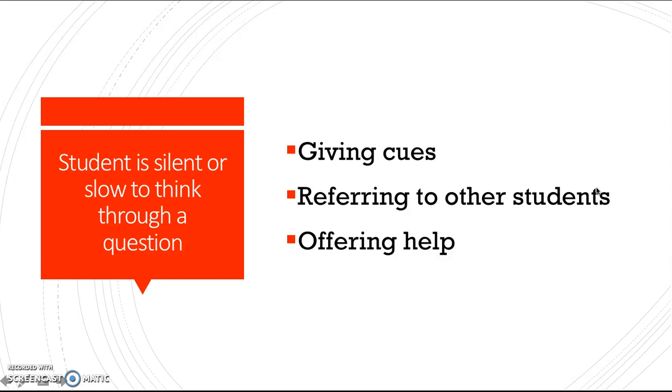So teachers give cues non-verbally and verbally every time they open their mouths when they're answering a student. If a student is silent or slow to think through a question, teachers need to think about how they're responding to this, both verbally and non-verbally. Some things that a teacher can do if a student is silent or slow to think through a question is give cues, refer to other students, or offer help.